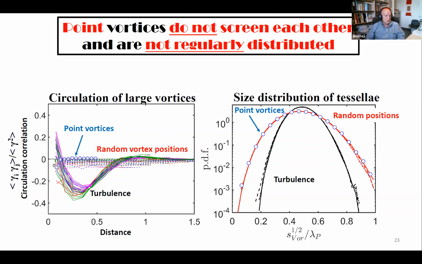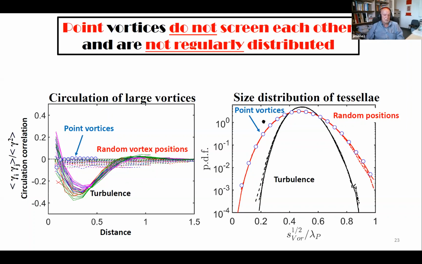The point vortices are random. I mean, they don't see each other. There is nothing to tell you, if you are a vortex, what your neighbor is going to do. The same thing: the distribution of the size of the tessellas in the Hamiltonian system is the same as in random.